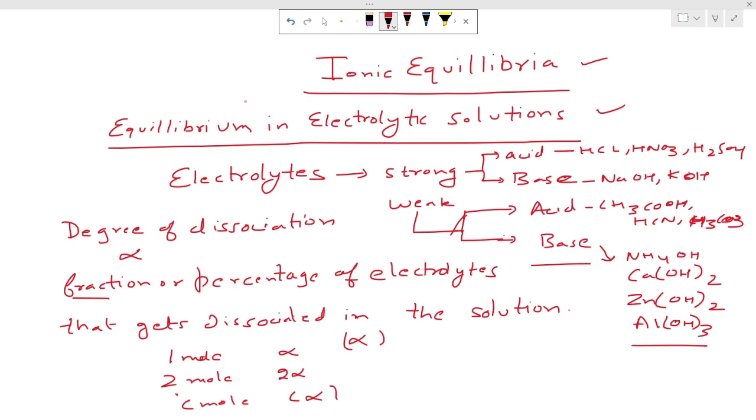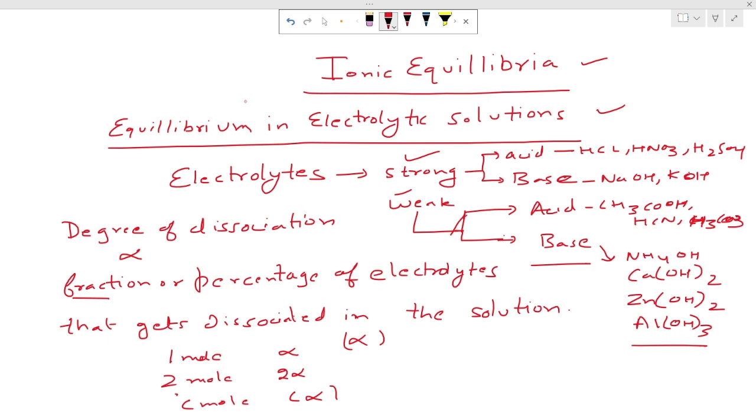So electrolytes can be divided into two categories, strong and weak. Strong electrolytes are those electrolytes which get completely dissociated in the solution. Weak electrolytes are those electrolytes which dissociate to a small extent in the solution, to a very small extent, say 1%, 2%, 3%, so not to that much level. So they are dissociated to a very small extent.